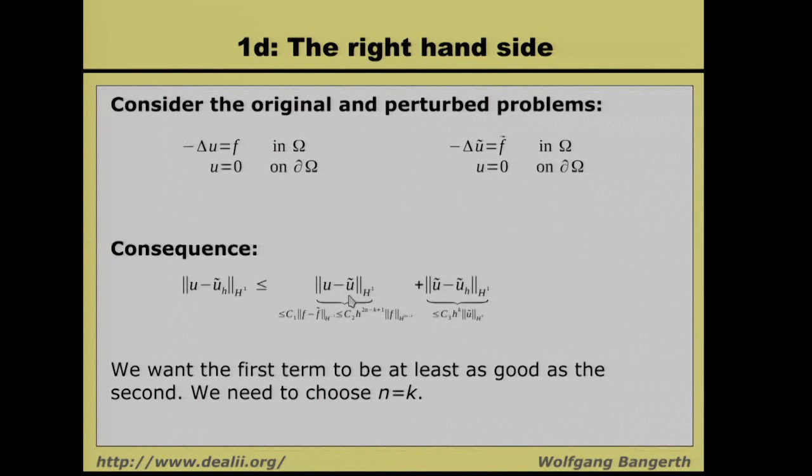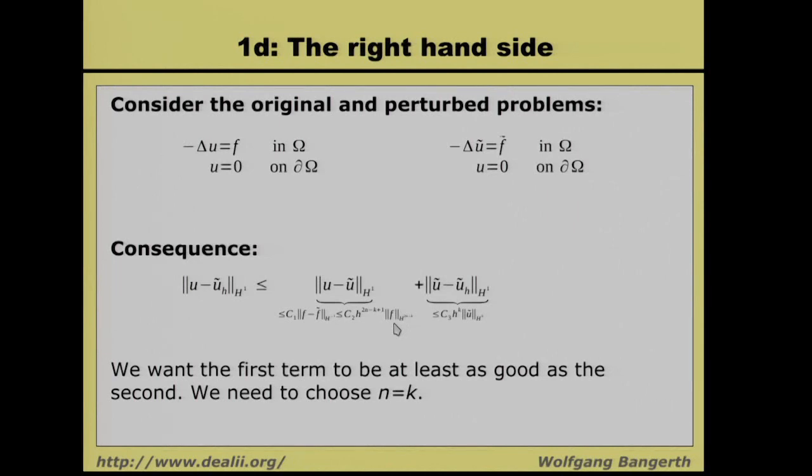Over here, I can ask what is the difference between the solutions of these problems, and that's relatively easy. I can subtract the two problems from each other, so I get minus Laplace of u minus u tilde equals f minus f tilde, and then I can use elliptic stability, and what I find is that that is proportional to f minus f tilde in the H minus 1 norm, which is proportional to h to the 2n minus k plus 1 times the H 2n minus k norm of f.